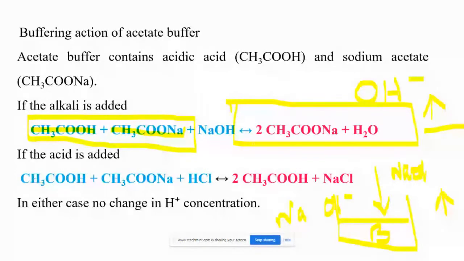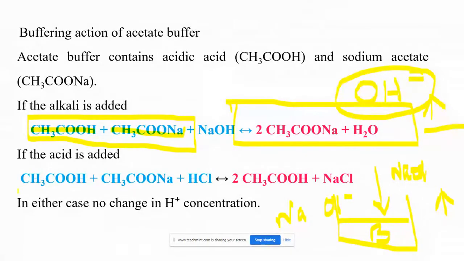After that, you write the reaction. Sodium hydroxide reacts with this and forms 2 molecules of sodium acetate and 1 molecule of water. Here on the product side, there is no OH minus ion. So what will happen? There is no change in the pH.